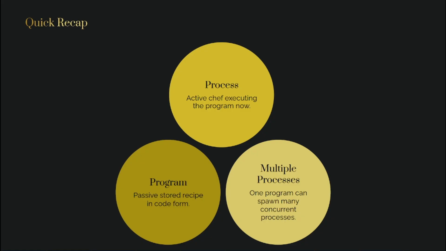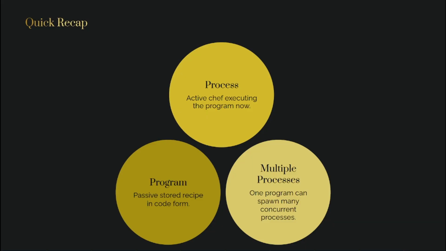Quick recap. Let's put it all together. Program: the passive stored recipe written in code. Process: the active chef actually running that program right now. Multiple processes: one single program can create many processes at the same time, each one tracked separately by the OS, just like our WhatsApp example.